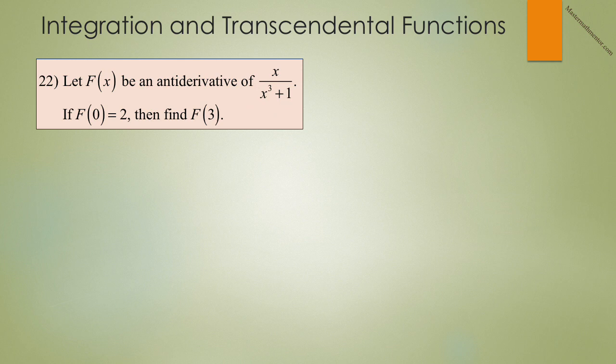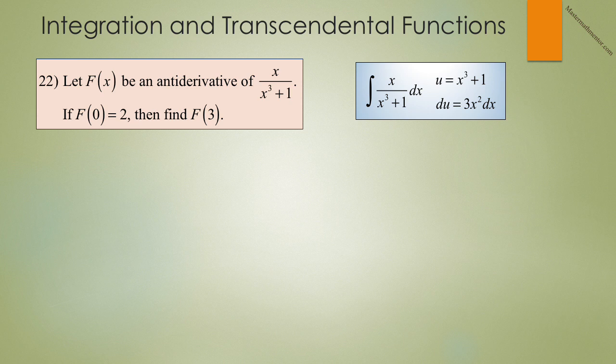Number 22 is a problem that always shows up on an AP exam. Let capital F of x be an antiderivative of x over x cubed plus 1. If capital F of 0 equals 2, then find capital F of 3. At first, the problem seems straightforward. We integrate the expression, getting a constant of integration c. We then use F of 0 equals 2 to find the value of c, and then we can find capital F of 3. But how do we integrate x over x cubed plus 1 dx?